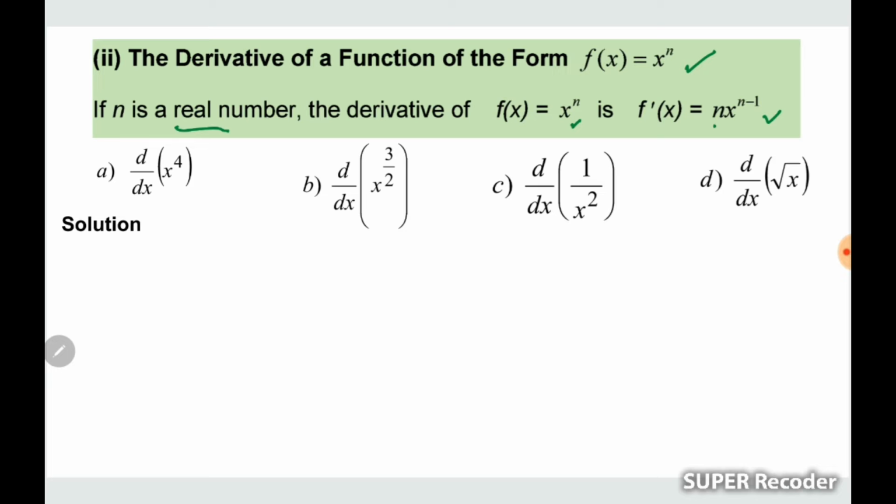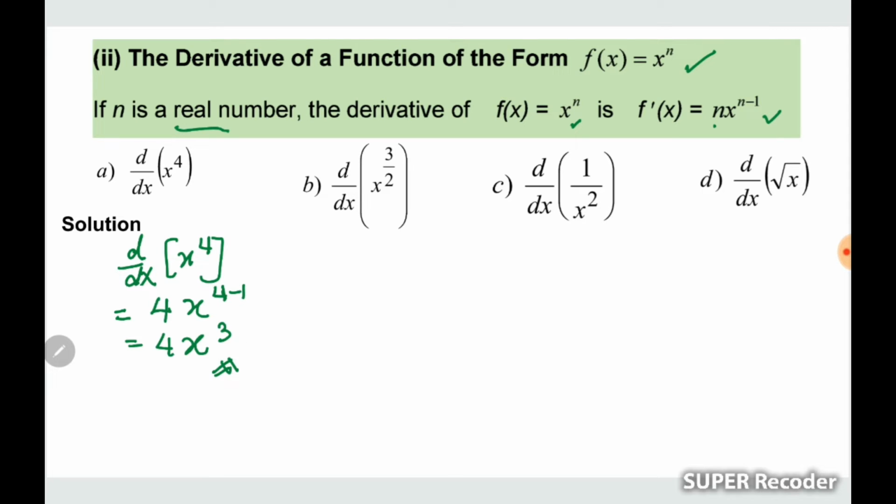Okay, let's do example A. D dx x to the power of 4. So differentiate x to the power of 4. So the answer is 4, bring in front, multiply with x, and the power for x must be 4 minus 1. So the answer is 4 times x to the power of 3.